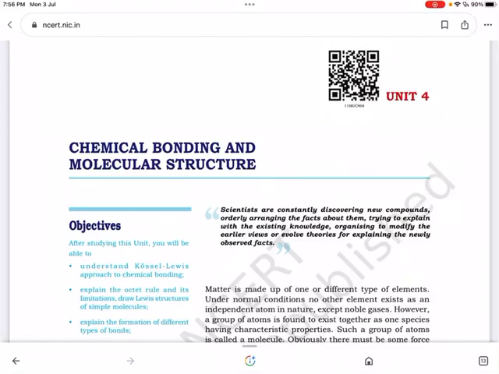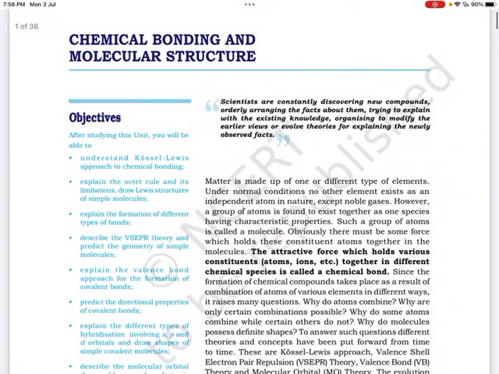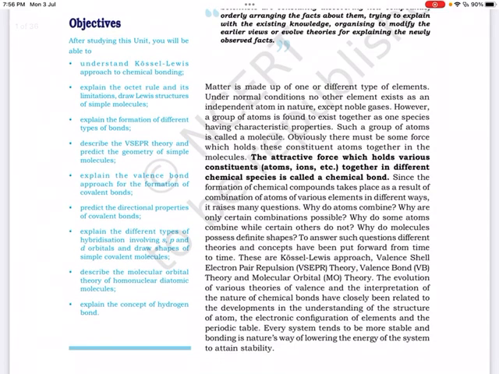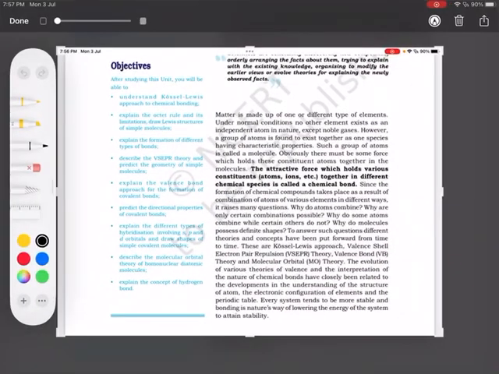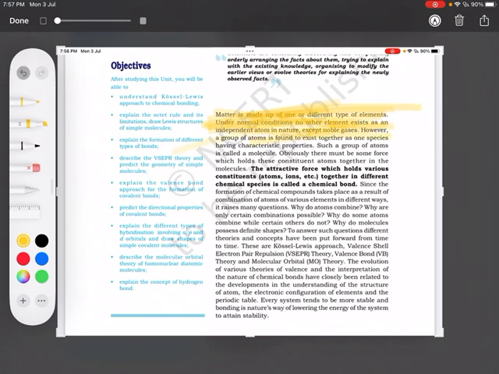Molecular structure. This is a very important chapter for class 11, and today we are going to see that. So first, let's understand matter. Matter is made up of one or different types of elements. Under normal conditions, no other element exists as an independent atom in nature except the noble gases. This is a very first term, it will come in the MCQs.